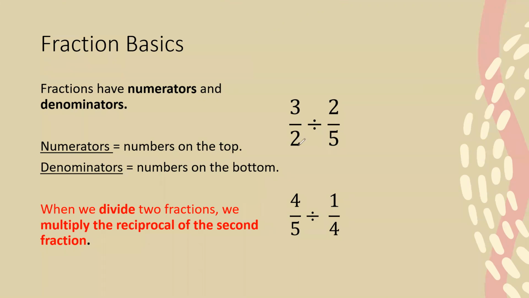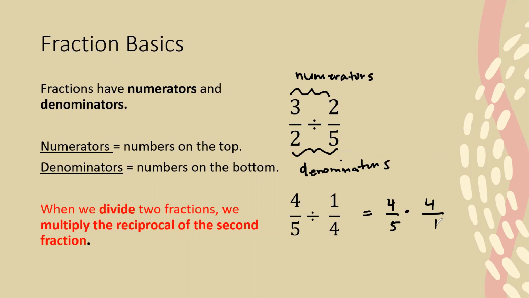So we have 3/2 divided by 2/5. 3 and 2 here on the top would be our numerators. Denominators are the numbers on the bottom. So down here, we have 2/5, 2 and 5, and these would be our denominators, okay? So when we divide two fractions, we multiply by the reciprocal of the second fraction. So here we would have 4/5 times 4/1.